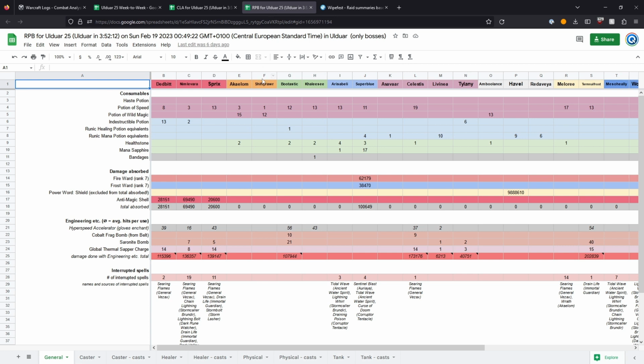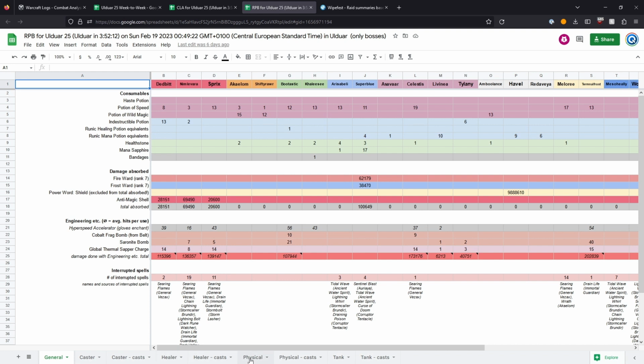All right, this one is the role performance breakdown. It's from the same source as the other one. This is a lot. This is something more for you guys to dive into individually. So the general tab just shows a few things. It shows potion usage. It shows some defensive. It shows engineering. Just some general data there.